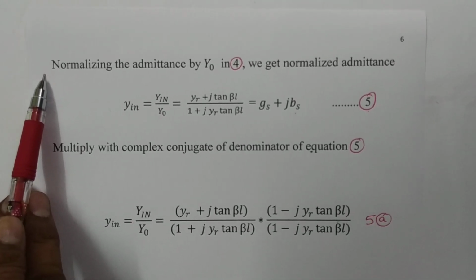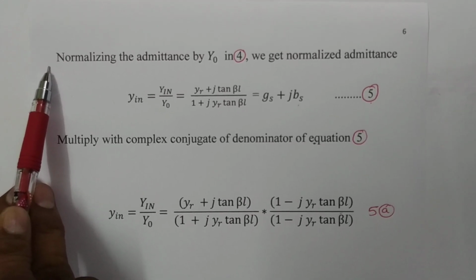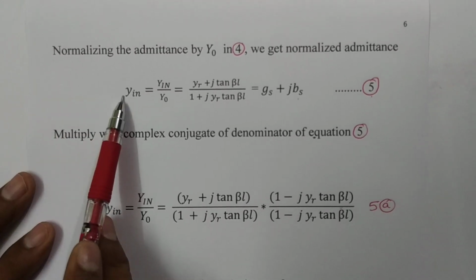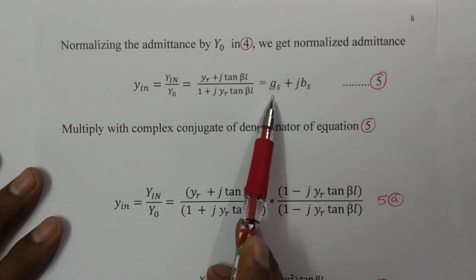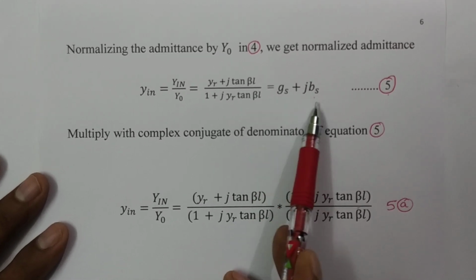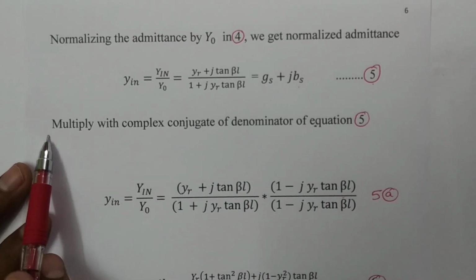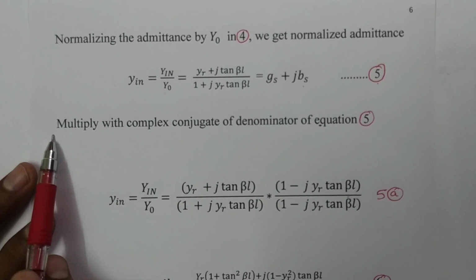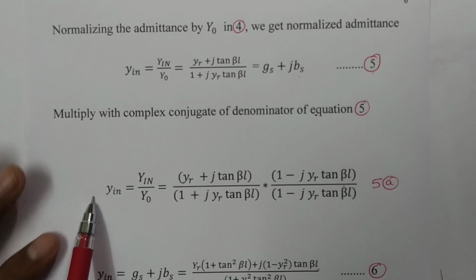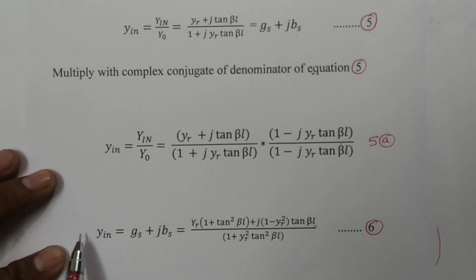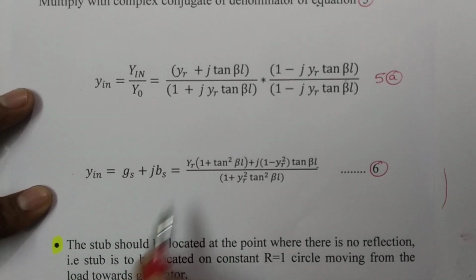Normalizing the admittance by Y0 in equation 4, we get the normalized admittance small y in equal to capital Y in by capital Y0, in terms of normalized conductance and normalized susceptance, given by equation number 5. Multiplying by the complex conjugate of the denominator of equation 5, we get equation 5a. Simplifying equation 5a, we get equation number 6.